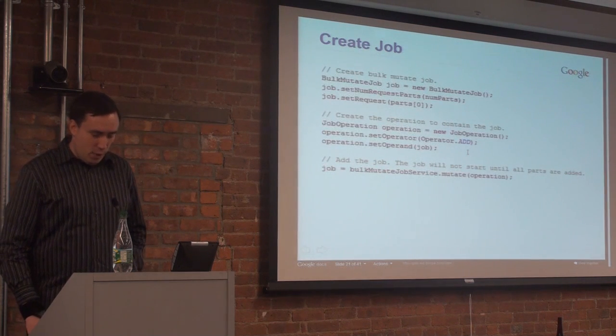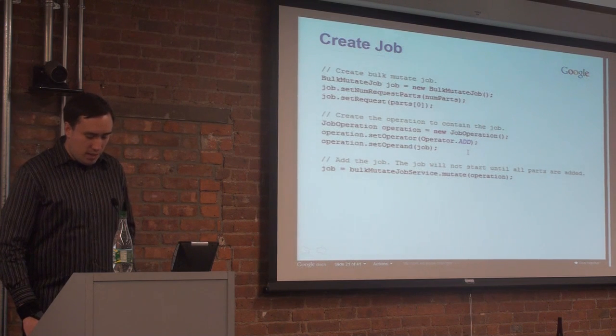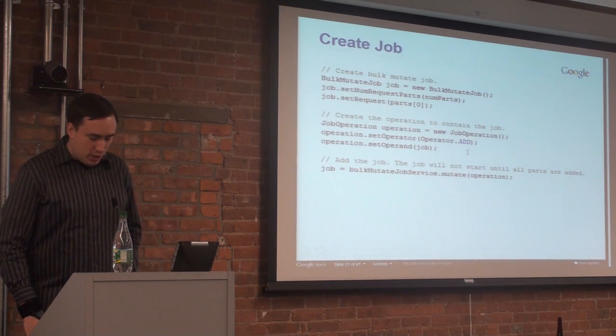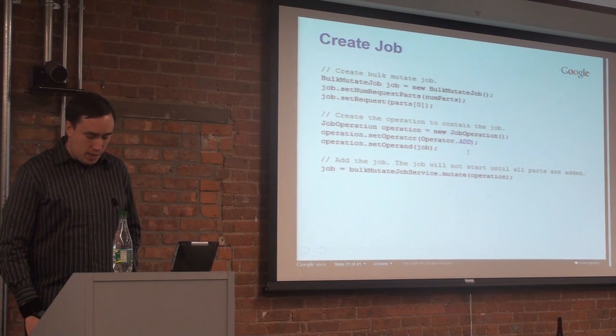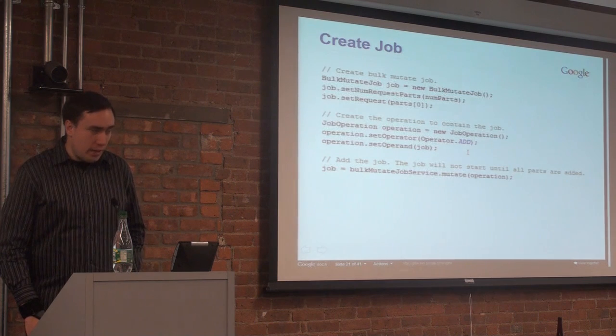This is an example of creating the bulk mutate job. As I mentioned, just the number of parts, and then setting the first part in the job, then creating the add operation, and finally calling the mutate method.